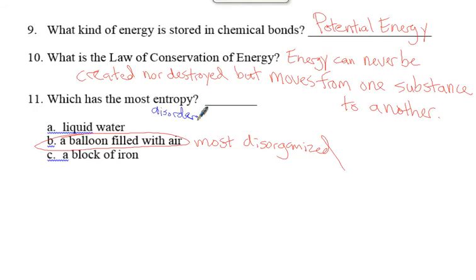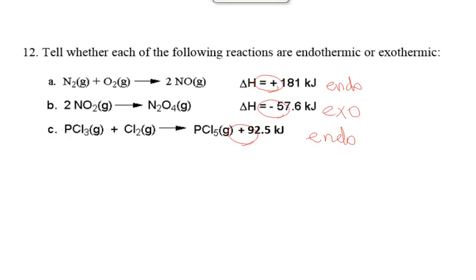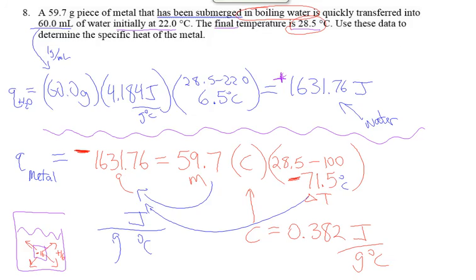So a block of iron, the atoms aren't moving very fast. Liquid water, they're moving a little bit faster. But air, the particles are moving the most. They are not connected in any way, so they're definitely the most disorganized. And on this question, we can tell if it's endo or exothermic by looking at the sign. The ones that are positive are gaining energy. The ones that are negative are losing energy. And what else do we have in here? Missing. Oh, that's good. That's all we wrote.